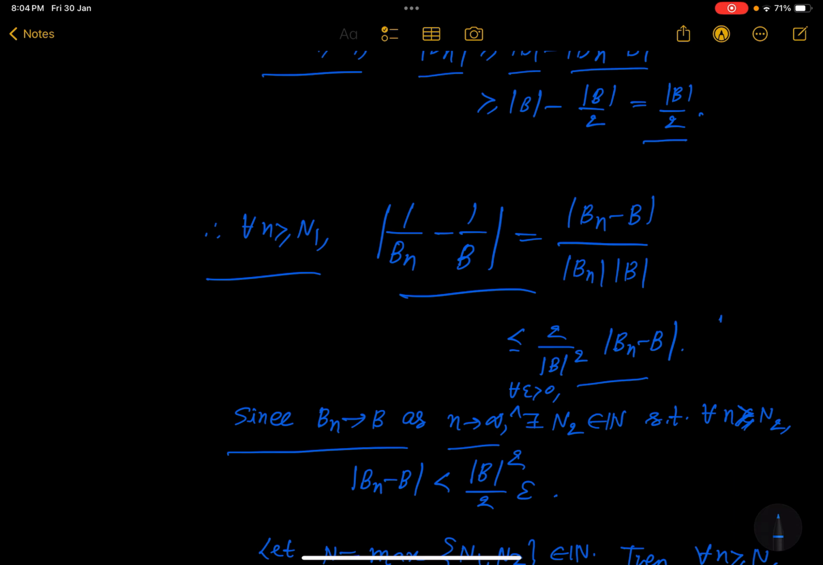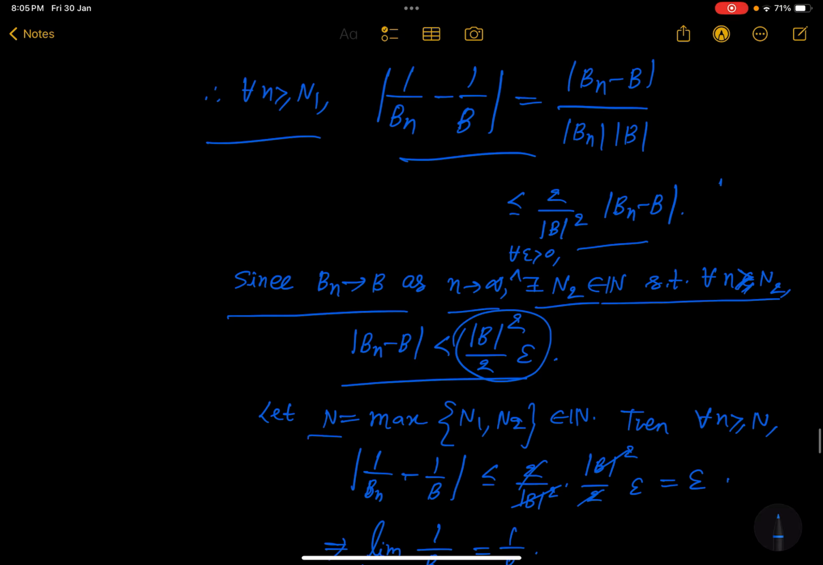Since b_n converges to b as n goes to infinity, for every epsilon positive there exists a natural number n2 such that for all n bigger than or equal to n2, |b_n - b| is less than |b|^2/2 times epsilon. Since b is non-zero, this quantity is always positive, so we can have this, right?